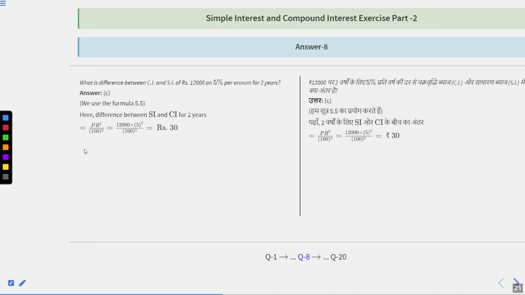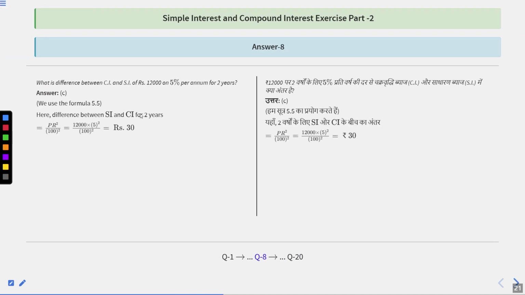Time's up. Let's see the solution. We know the formula for calculating the difference between compound interest and simple interest for 2 years, which is PR square upon 100 square. So we just put these values: 12,000 multiplying by 5 square upon 100 square. When we calculate it, we get rupees 30. So C is the correct answer. Clear? Next one.